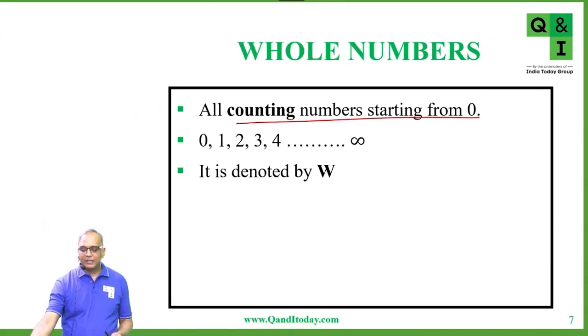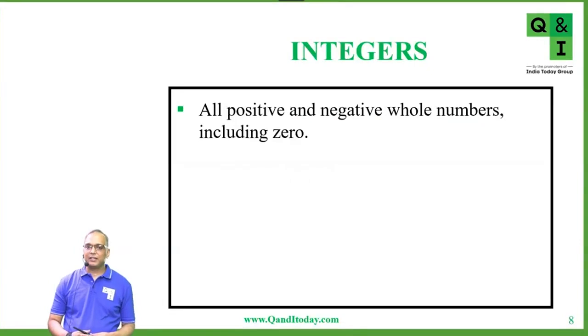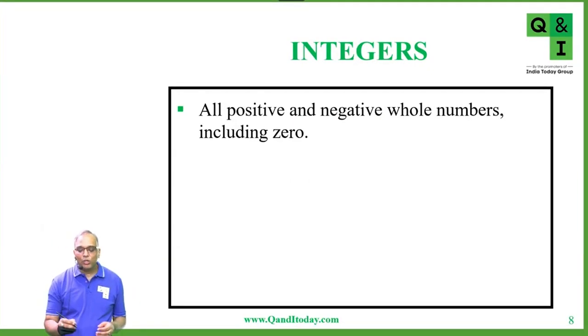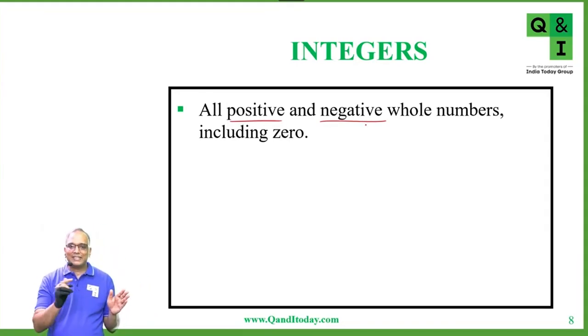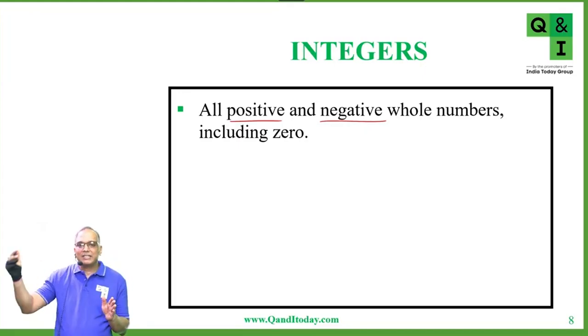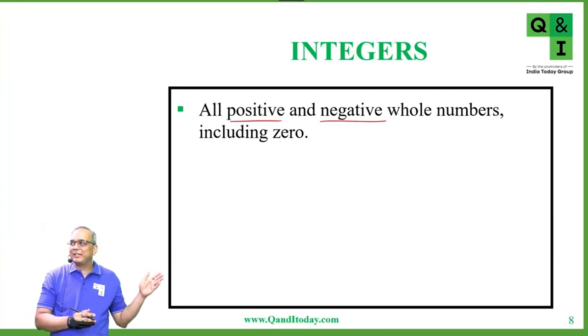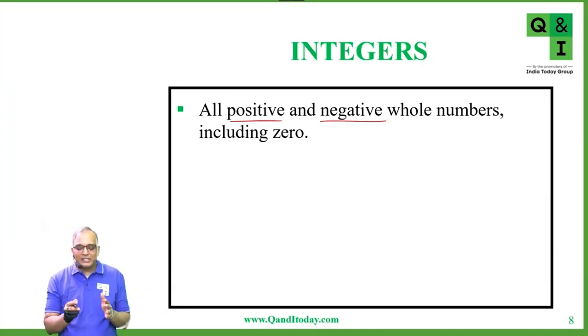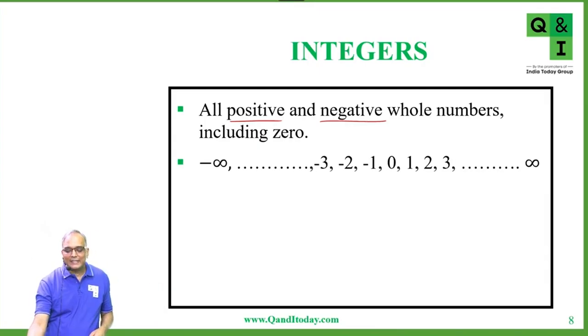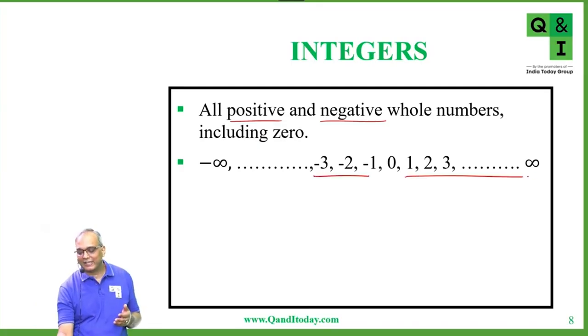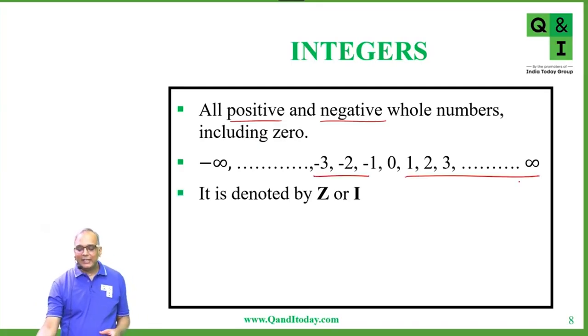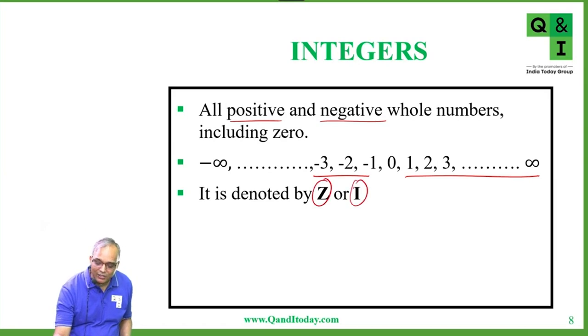So we have already done whole numbers. Let's proceed. Integers. What are integers? So all positive and negative whole numbers, including 0, are called integers. So positive whole numbers, that is, +2, +3, +4, and negative whole numbers, that is -2, -3, -4. All of this, including 0, are integers. For example, it is -infinity, then -3, -2, -1, then comes 0, and then the positive part of that as well. So these are all integers. It is denoted by capital Z or I.